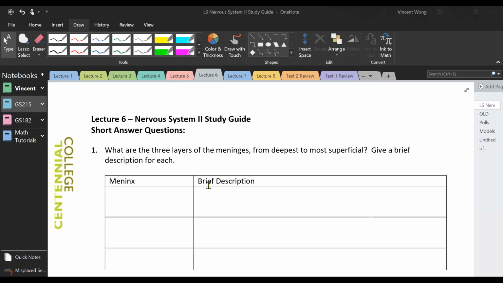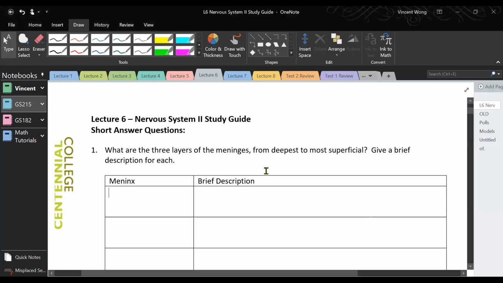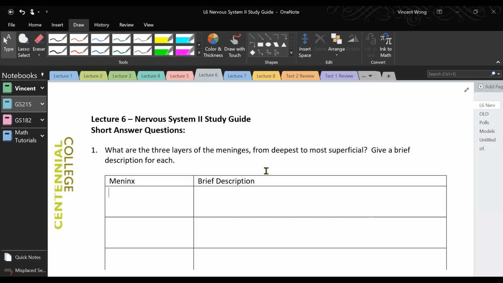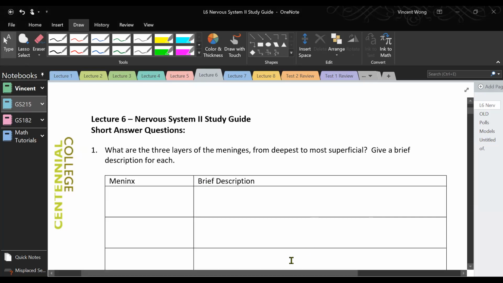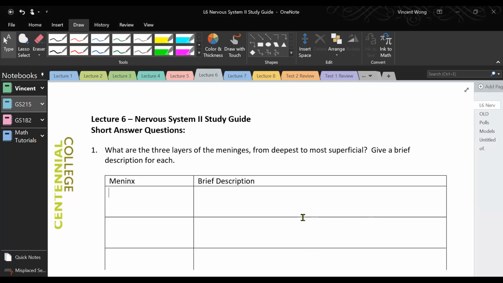Hello, good morning, everyone. This week we are going to be going through the nervous system part 2, which is going to be the anatomy of the brain, as well as the spinal cord. And we're going to also talk about the various functions of the different brain parts, different lobes, what they're responsible for, as well as some of the deeper structures inside the brain. And so let's get started.